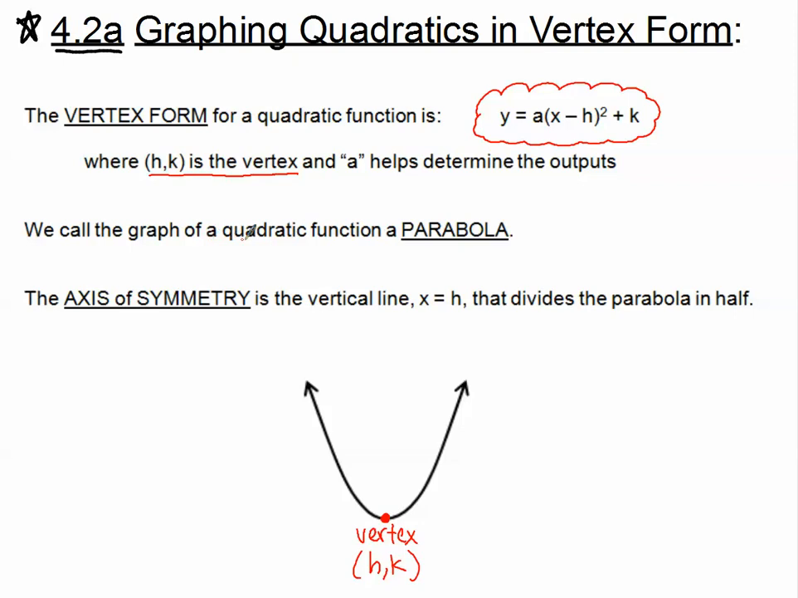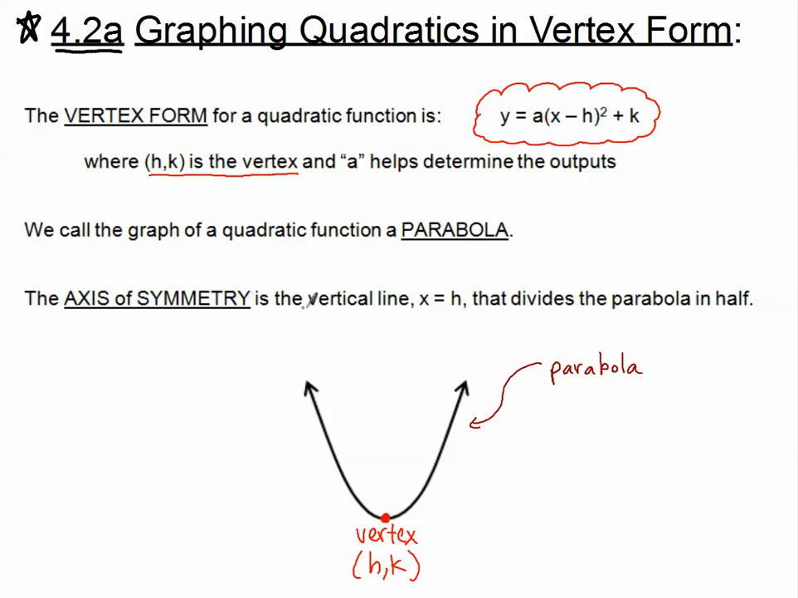We call the graph of a quadratic function a parabola. So these graphs that we've been graphing, these quadratic functions, we call this a parabola. That's the name of the graph. All right, and one other part that we want to talk about, the axis of symmetry.